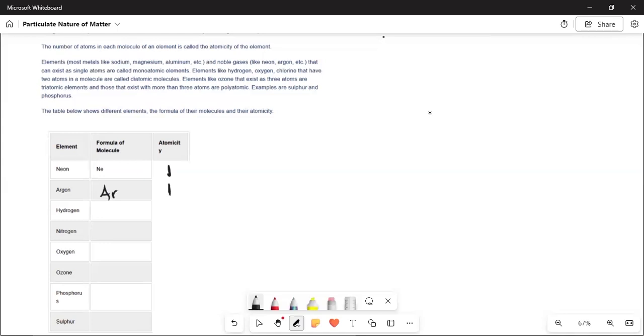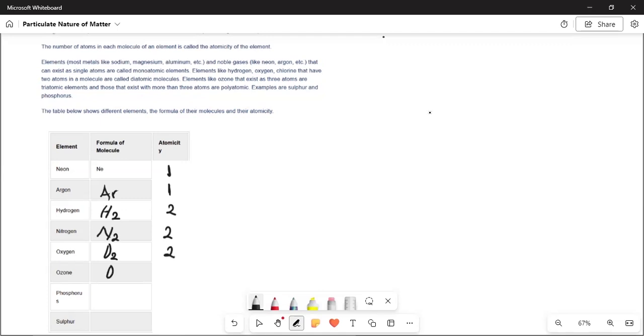Hydrogen is a diatomic molecule. It cannot exist as a single atom. It must combine two atoms to exist as a molecule. And the symbol is H2. That means the atomicity is 2. Then nitrogen is also diatomic. It combines two atoms before it can exist as a molecule, and so the atomicity is 2. Oxygen, the same thing, is diatomic. Two atoms must combine before oxygen can exist as a molecule, so the atomicity is 2.